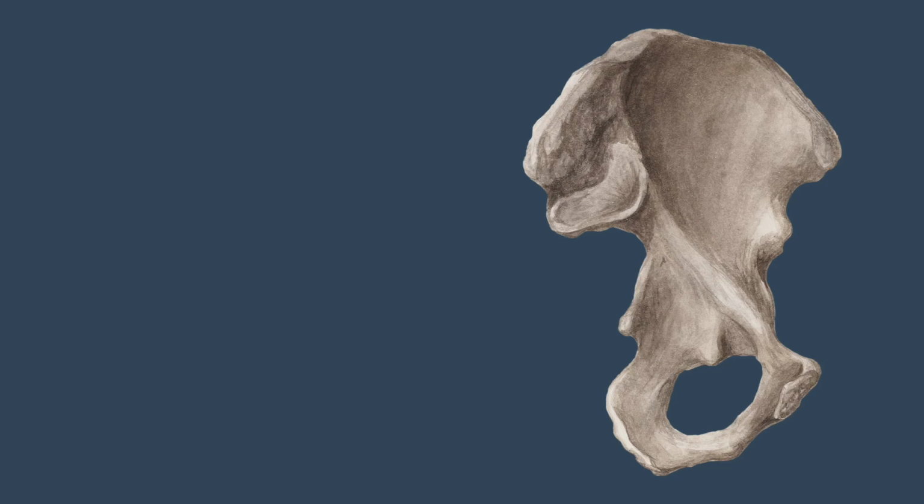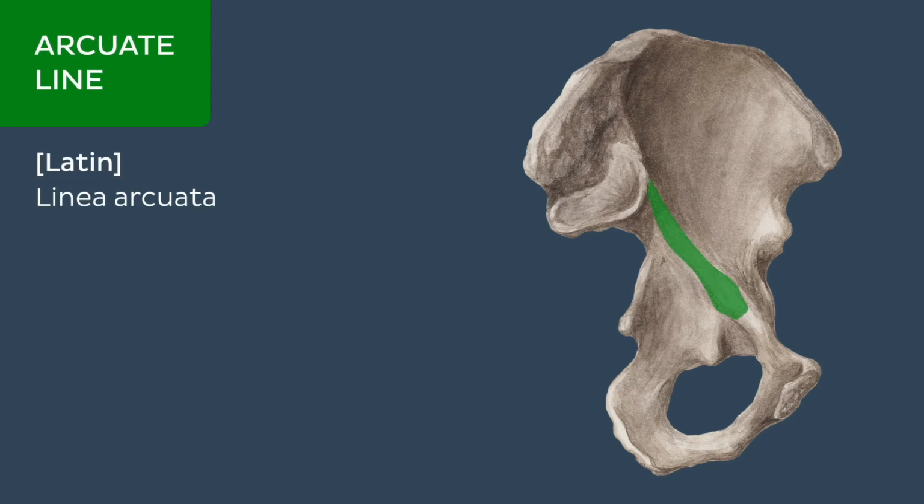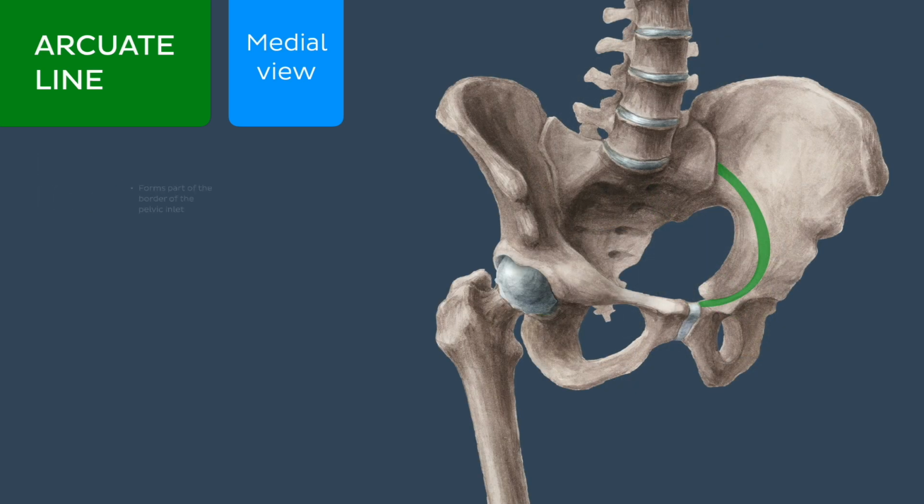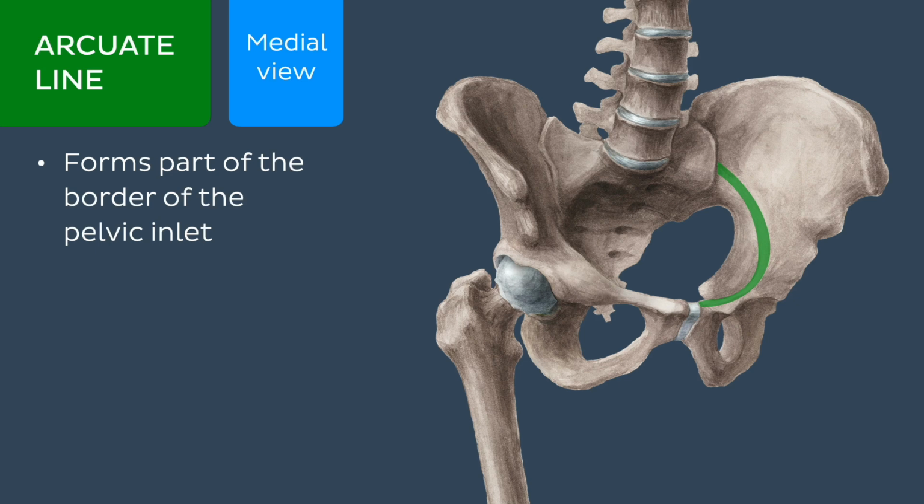The first one we'll talk about is the arcuate line. We've changed perspective again, so let's orientate ourselves. We're now looking at the left hip bone from a medial perspective. We can see here that it is a smooth, rounded border on the internal surface of the ilium, and that it marks the transition between the body and the wing of the ilium. It also forms a part of the border of the pelvic inlet.